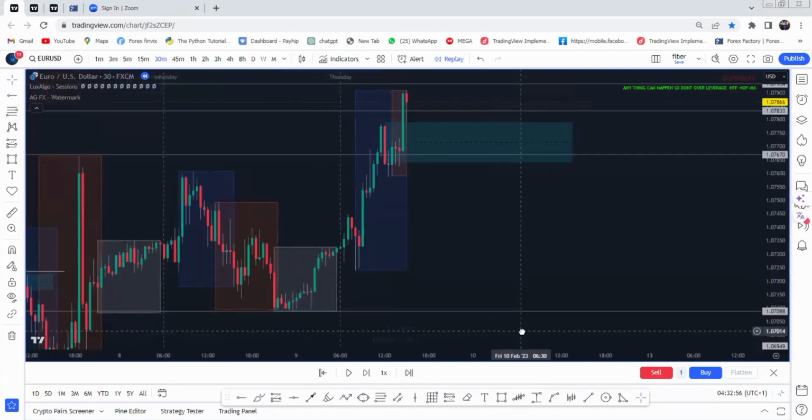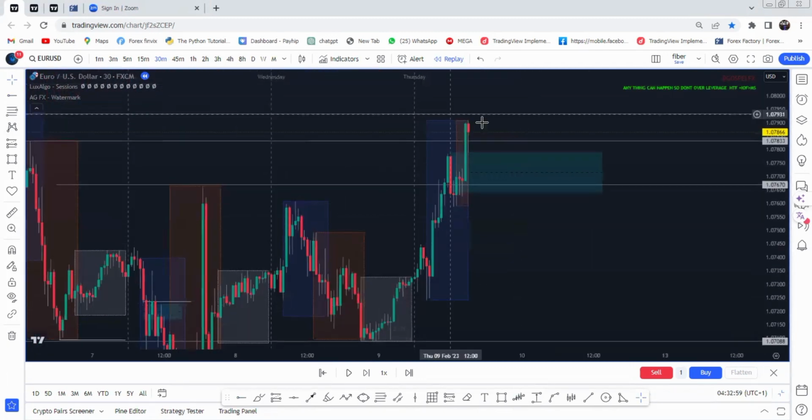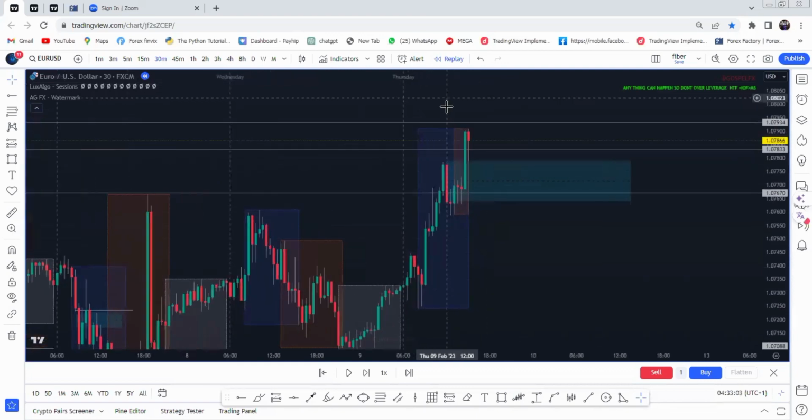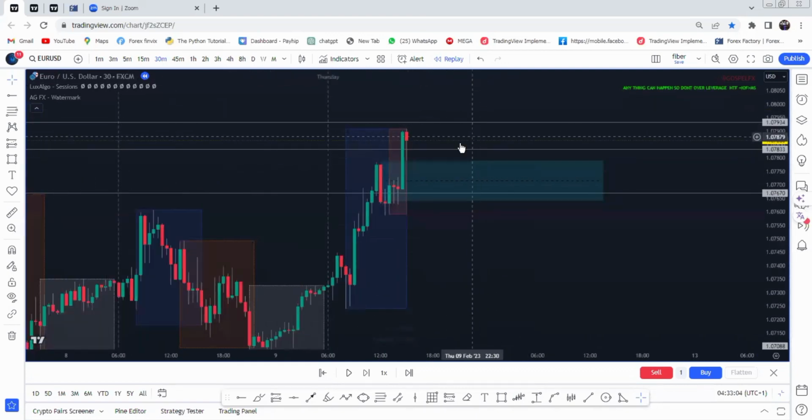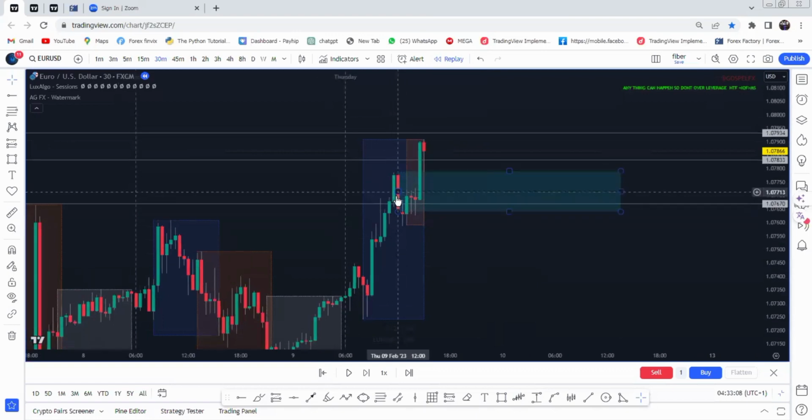All right, so we just want to see if this area now is going to resist price or not. Is it going to resist price or not? And if price should be closing below this, then this other block has failed as another block.